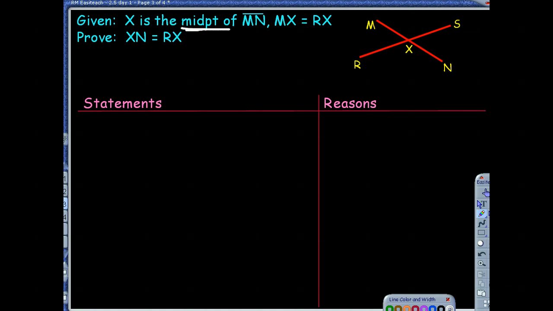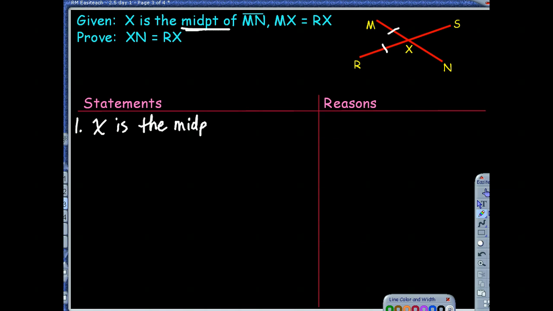We know MX is equal to RX, which is talking about their length. We can show equal lengths as well as congruent lengths by doing little tick marks. So MX is equal to RX. I'm just going to go ahead and start writing this down. Okay. And while I'm writing this down, keep in mind where we're going. We're trying to show this length XN is equal to the length RX.